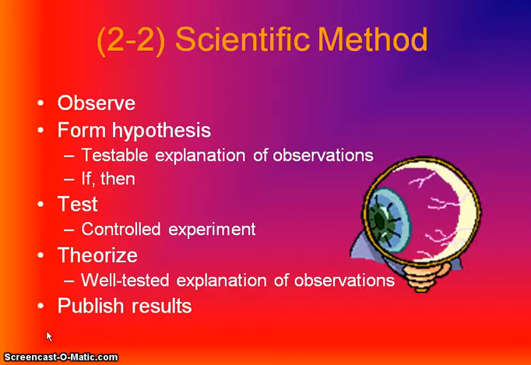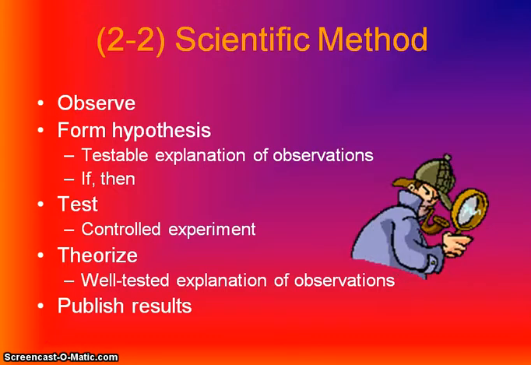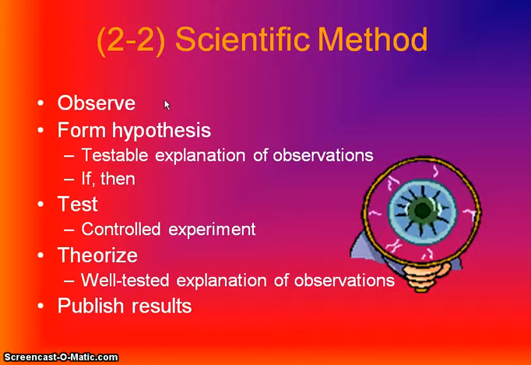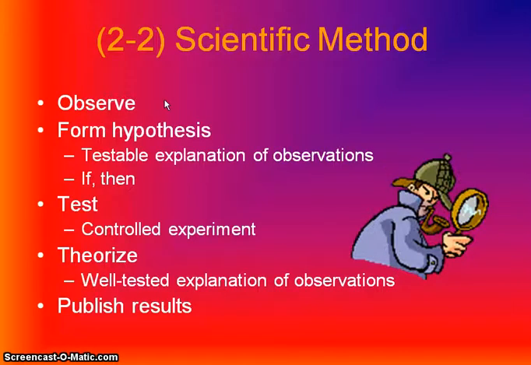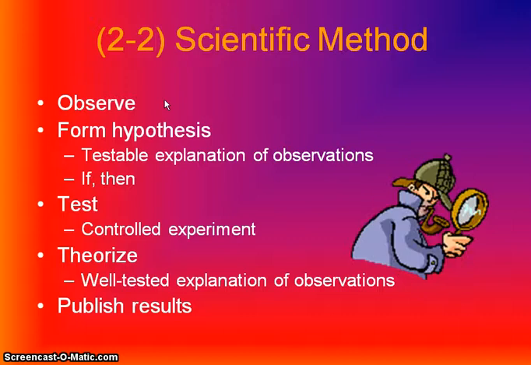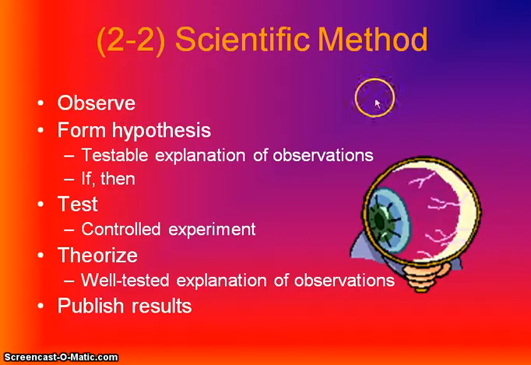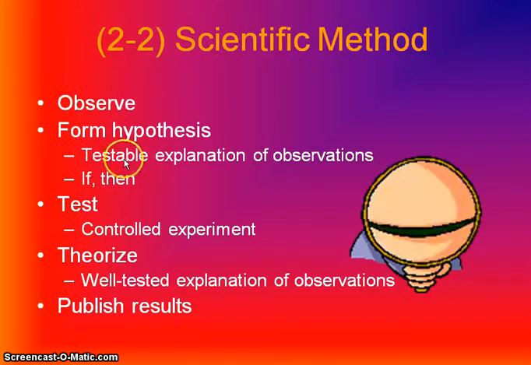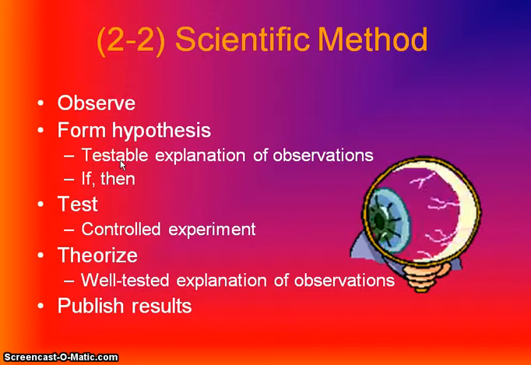The first thing that generally starts out the scientific method is the observation. Okay, that's generally when people see something out in nature, they're like, why did that happen? And that's what leads them to forming their hypothesis, which is a testable explanation of their observations. So the key to a hypothesis is that it needs to be a testable statement.